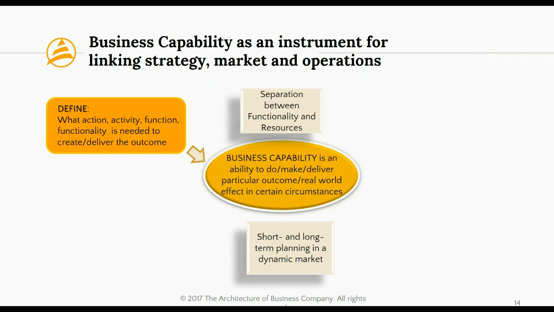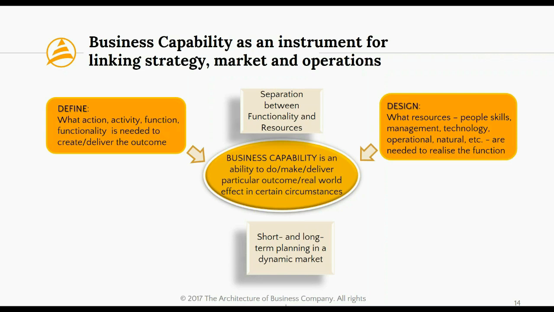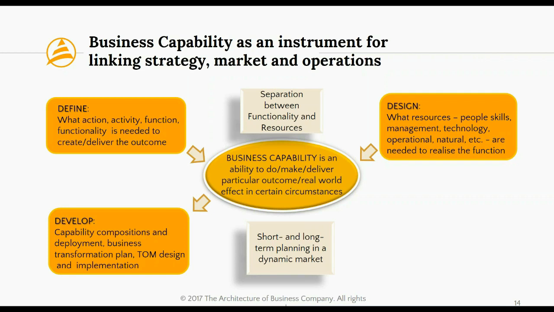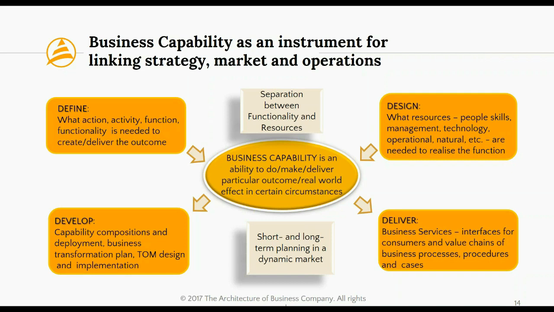After that, each approved capability is jointly designed by operational business managers and architects. The design links the functionality with all necessary resources of all types. The new capabilities, which reflect market changes and trends, are developed, while some other capabilities are modified and then delivered into operations via internal and external business services, value chains, processes, and procedures.